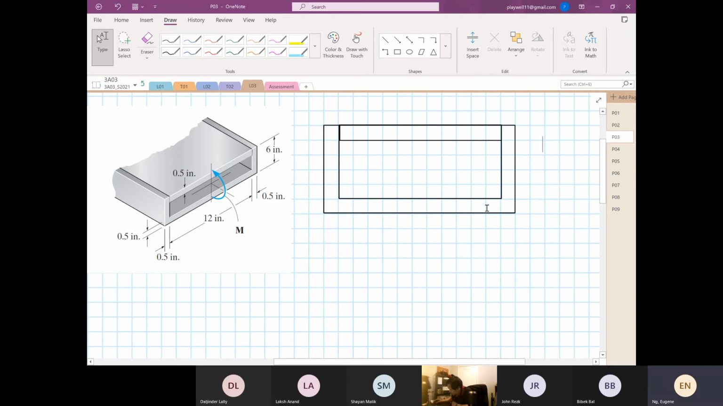8, 10, 12, 13. So 0.5. Oh, it's about right. I only got the thickness wrong. So this is how it should look like. 0.5. I do apologize. So this is also 0.5. Okay, now this is correct.